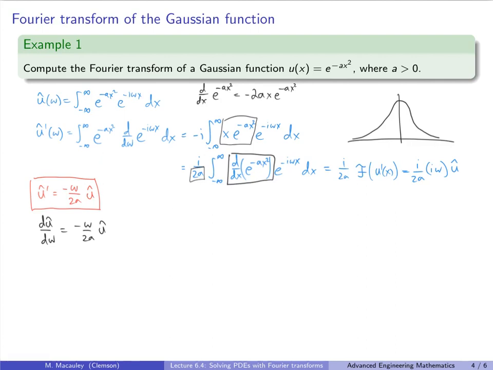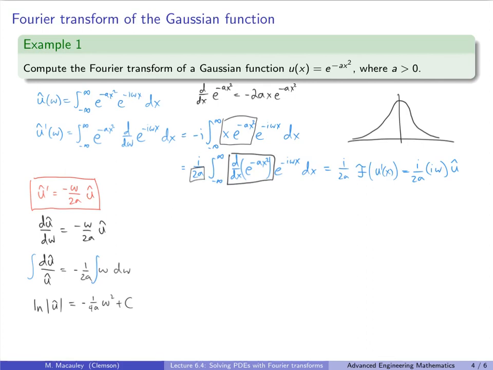Tricky, right? So d u hat divided by u hat equals negative 1 over 2a omega d omega. We can integrate both sides. The left-hand side becomes the natural log of the absolute value of u hat. The right-hand side is, let's see, this is going to be omega squared over 2, so this will be negative 1 over 4a times omega squared plus a constant c.